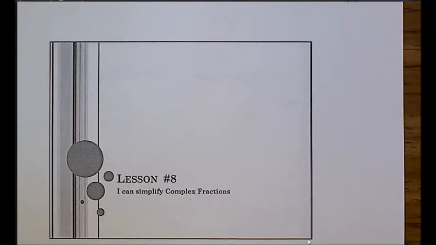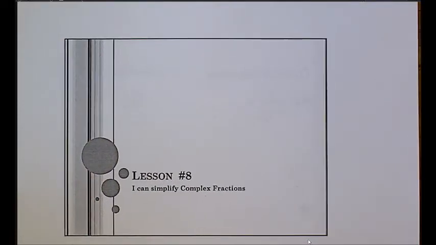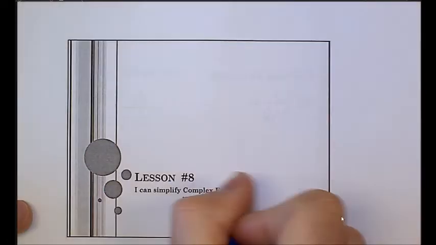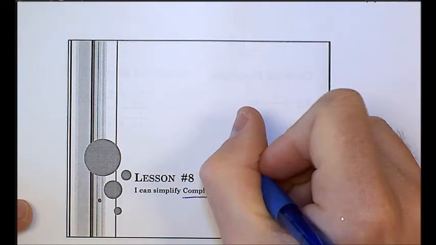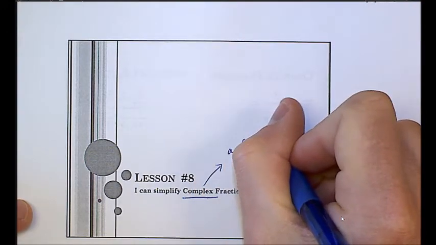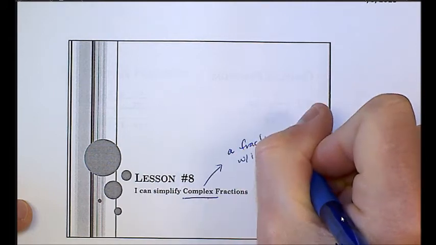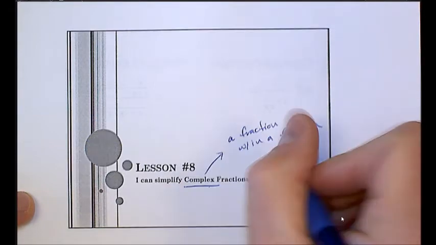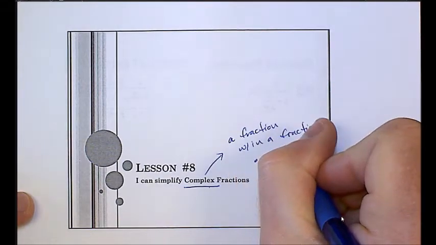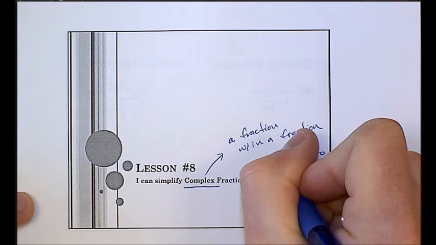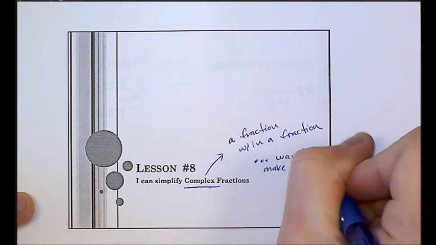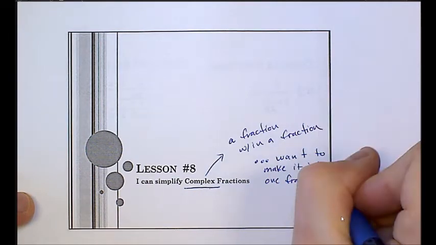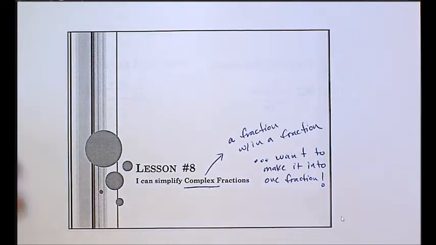Today we're going to be continuing our discussion on rational expressions, and we're going to focus today on something we call complex fractions. Complex basically means this: a fraction within a fraction. Okay? And whenever we have a fraction within a fraction, we want to make it into one fraction. That's our goal.